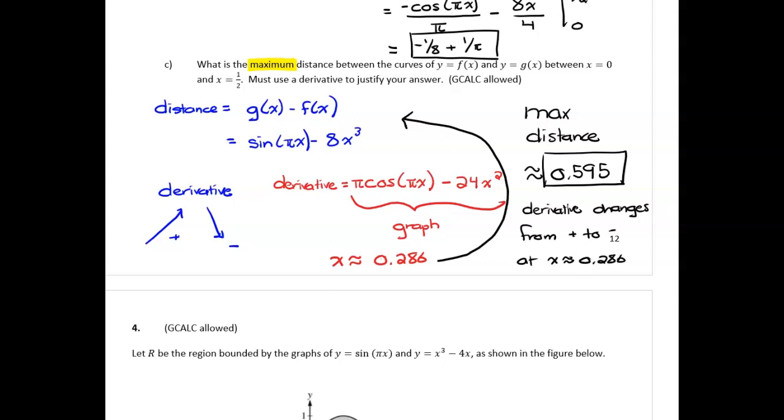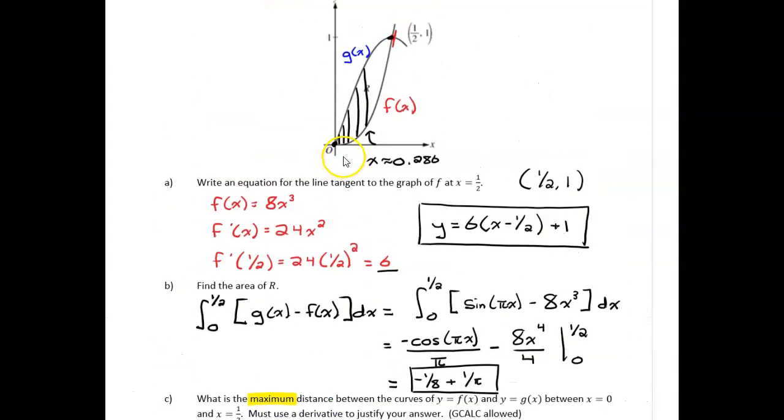All right, now I'm curious if anyone is yelling at me, what about the endpoints? This one does specify between x equals 0 and x equals 1/2, so we don't really need to test our endpoints because we're not including those. But even if we did include the endpoints, it's kind of a duh statement. The distance at 0 is 0. The distance at 1/2 is 0. So even if we did test the endpoints, it's not going to be one of those two values.